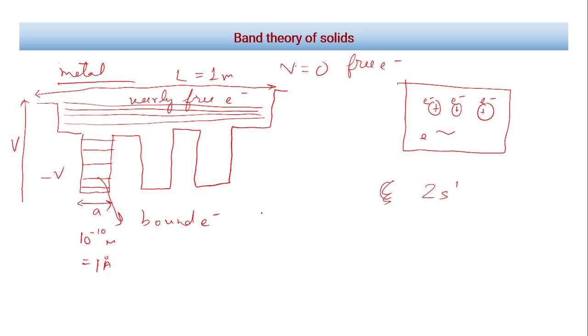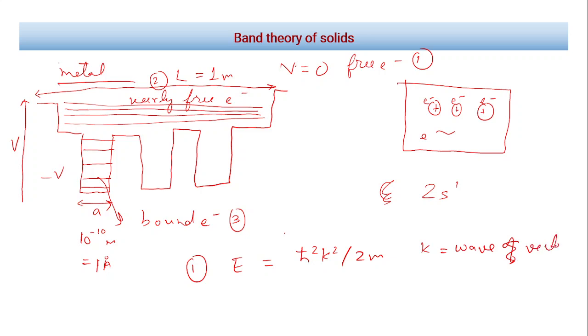So now I told you we have 3 types of electron cases here: free electron, nearly free, and bound electrons. For free electrons, the energy is given by h bar squared k squared by 2m, where k is the wave vector of this electron. And k has all possible values.